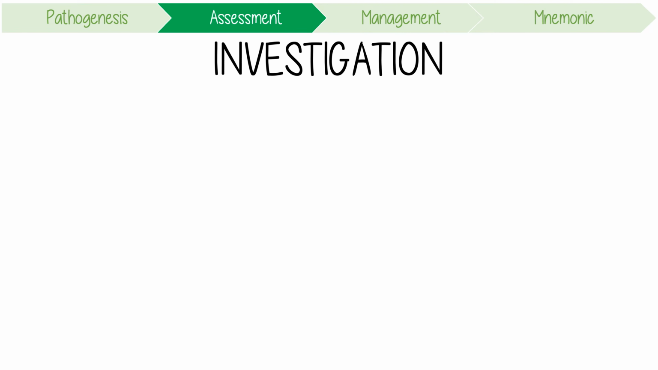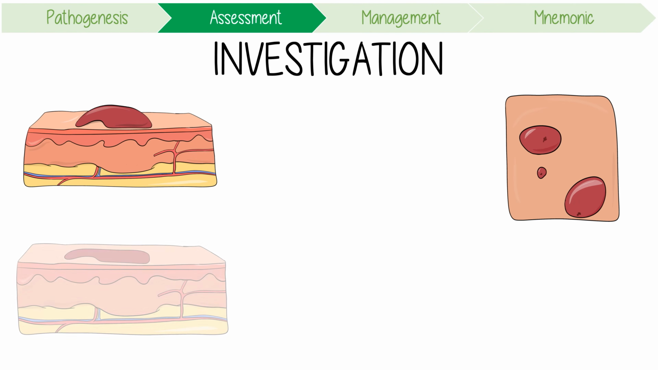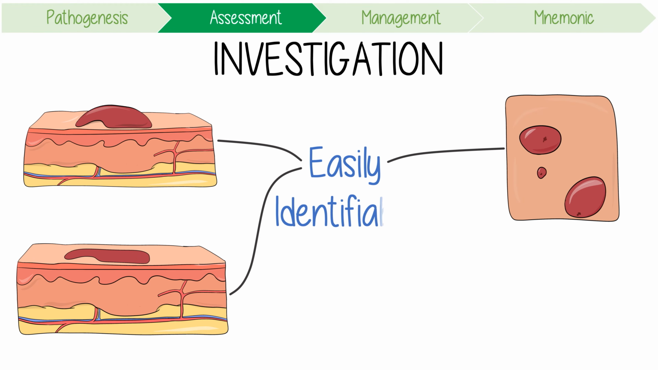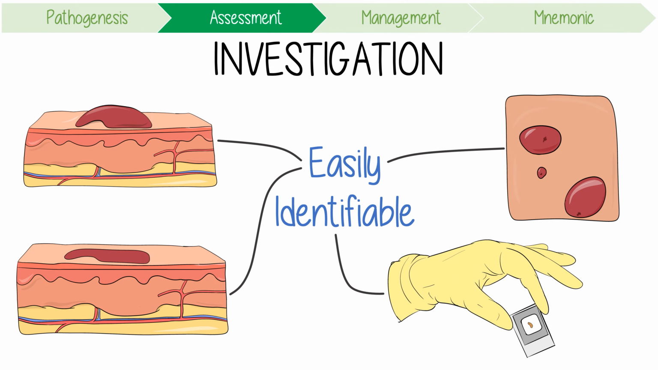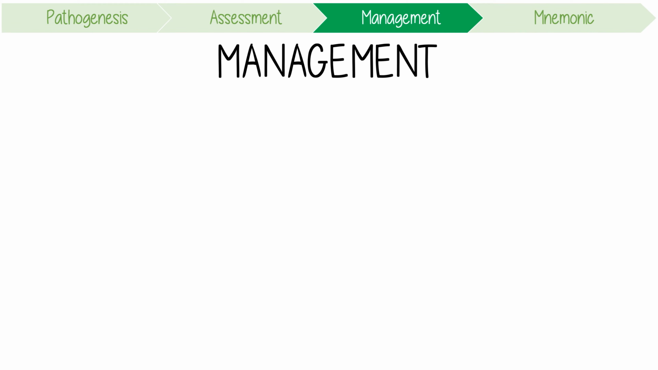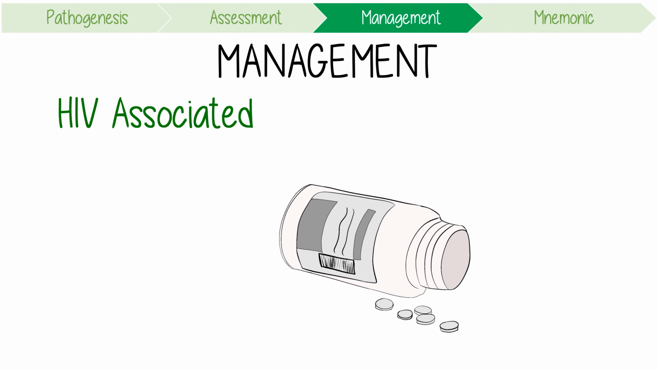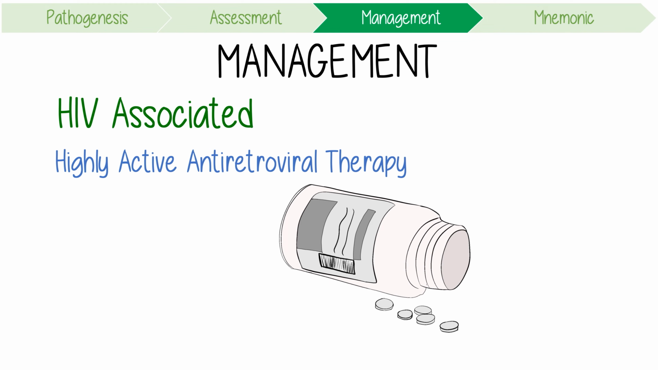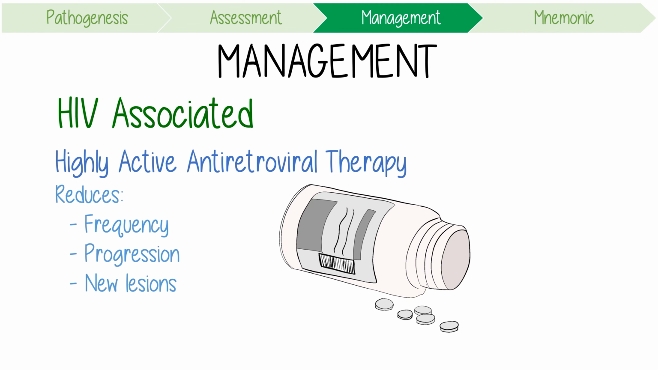To investigate the condition, it's important to remember that Kaposi sarcoma lesions are often typical and easily identifiable, especially in high-risk patients. However, a skin biopsy of the lesion allows for definitive diagnosis. The management of Kaposi sarcoma for HIV-associated disease revolves around drug treatment for HIV. Using highly active antiretroviral therapy reduces the frequency, progression, and development of new lesions.